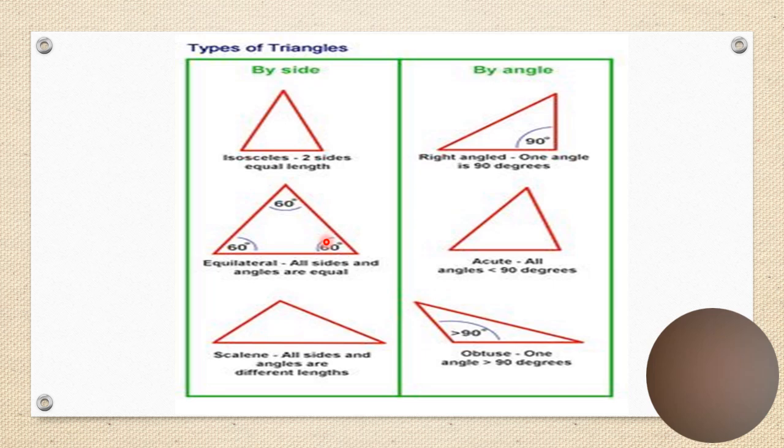Three sides all equal, three angles all equal. When you go to the scalene one, all sides are unequal, all angles unequal. Now, when we classify according to angles, once more, you look at the biggest angle. The biggest angle here is 90, therefore it's called a right angle triangle. The biggest angle here is less than 90, then it's called an acute angle triangle. The biggest angle here is bigger than 90, then it's called an obtuse triangle.